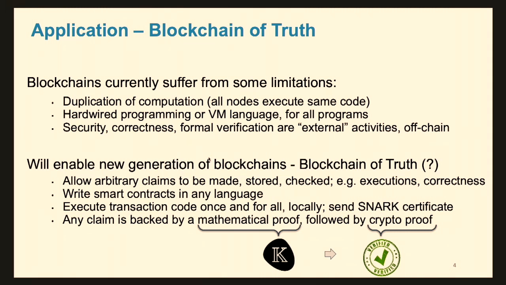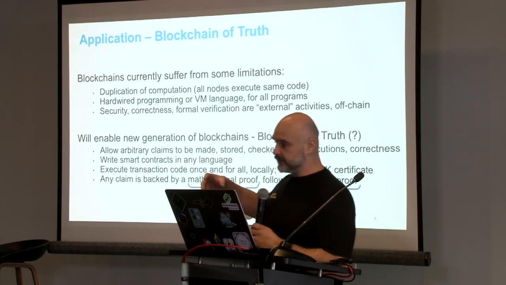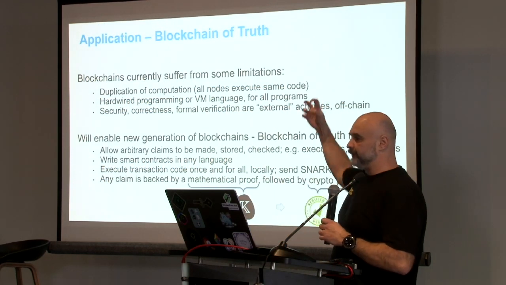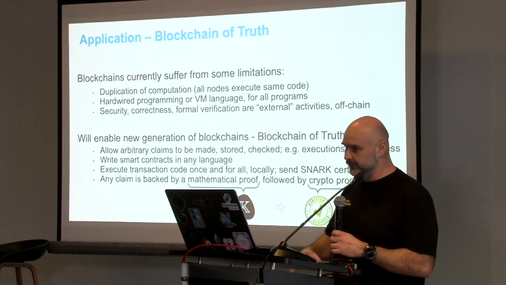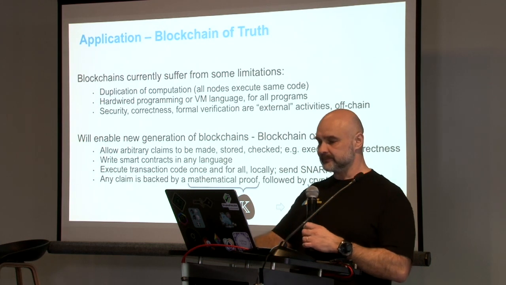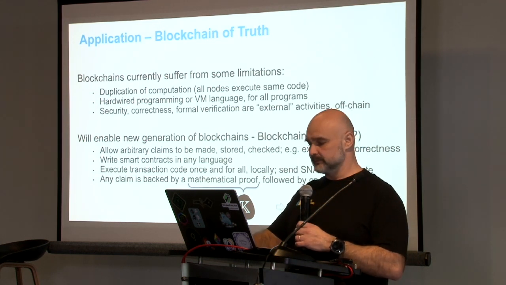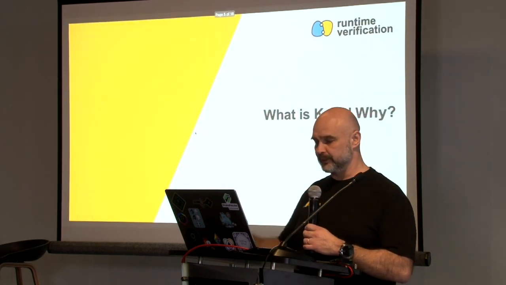You never have to re-execute them. And you know that every single claim on this blockchain is going to be true because it has been mathematically derived and then it has been checked by a proof checker. So we have a cryptographic proof of a mathematical proof that exists for the claim. So it's a proof of proof, if you want. All right, so that's an application which I don't think is too far away in the future.